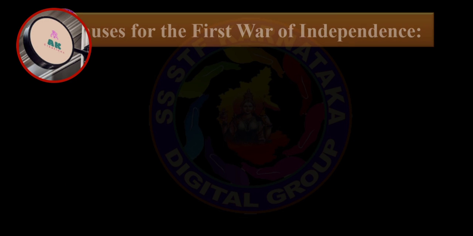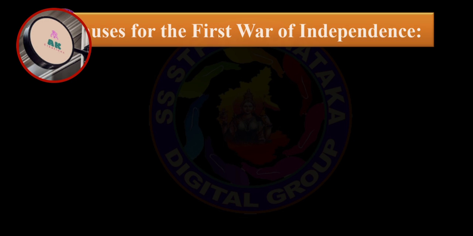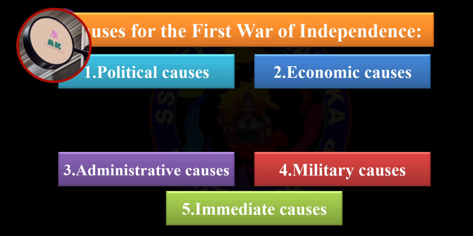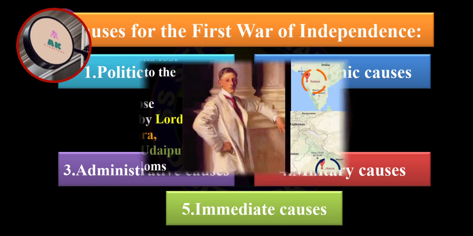Okay, now let's start the causes. I told you before, but now I will tell you the causes again. There are 5 main causes: political, economic, administrative, military and immediate cause. You are not supposed to confuse them. You should know the meaning and differences between political and economic, and between administrative and military and immediate cause. First, let's learn about the political cause.